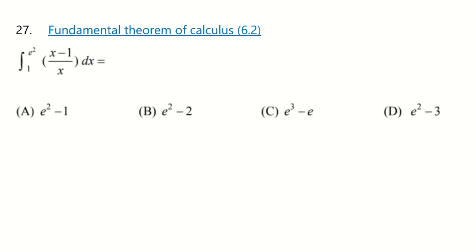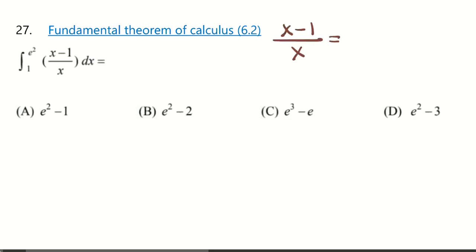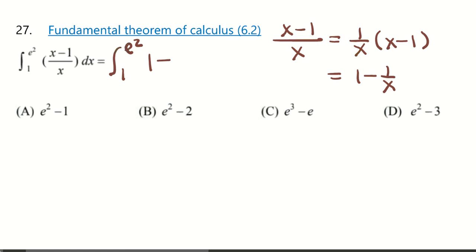We have to do something algebraically first, and we'll see some more examples of that once we get into the C topics. What I'm going to do is say, well, x minus 1 divided by x is really 1 over x multiplied by x minus 1. So that's going to be 1 minus 1 over x. If I'm integrating from 1 to e squared of 1 minus 1 over x dx, I'm going to find an antiderivative. That's going to be x minus the log of the absolute value of x.